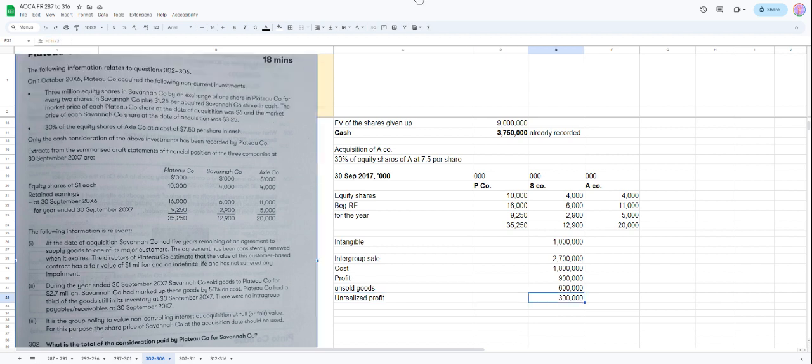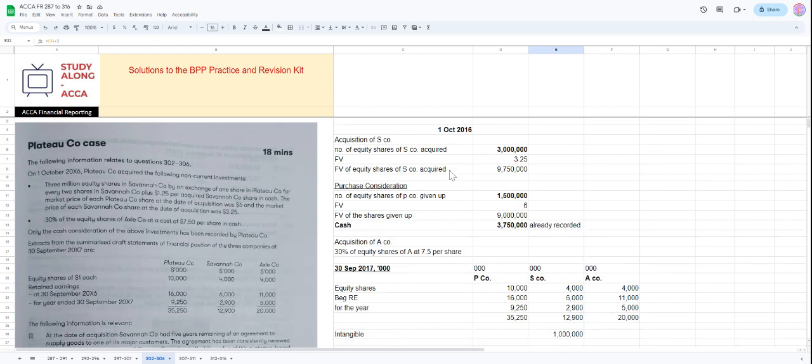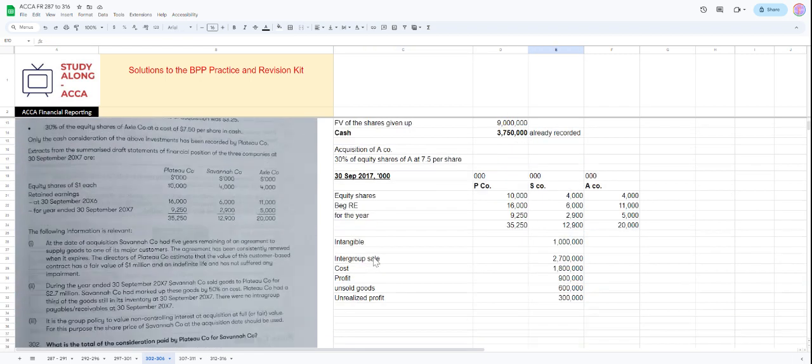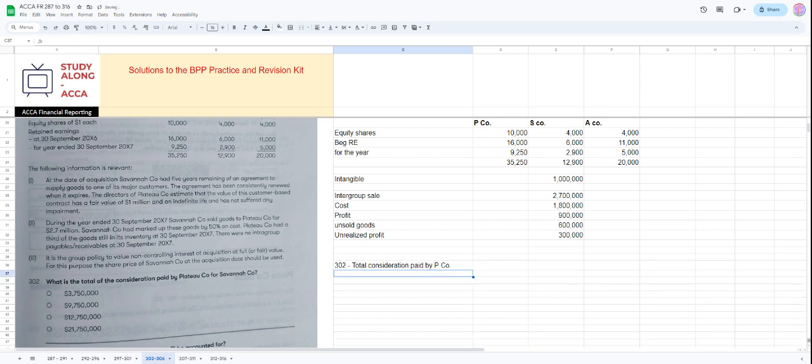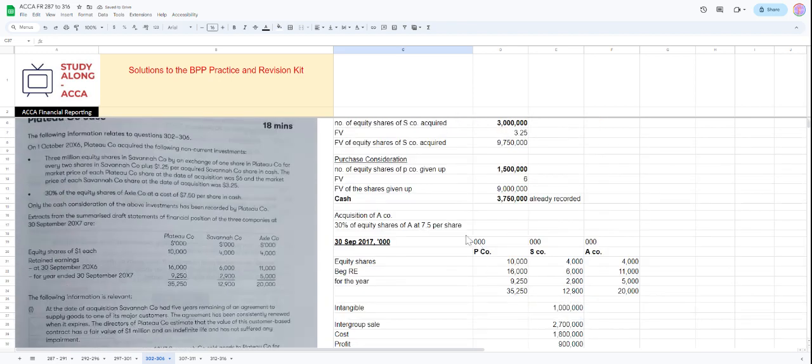Third, it is the group policy to value NCI at fair value. For this purpose, the share price of S company at the acquisition date should be used, which is this. Okay. All right. What is the total of the consideration paid? What they are asking is the total consideration paid by P company. So we already saw here what is paid.